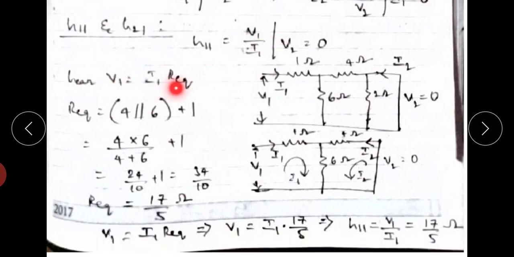So here v1 equals i1 into R equivalent. To find h11, we have to express v1 in terms of i1. Here v1 is the first port voltage, i1 is the first port current. So first port voltage equals first port current into the equivalent resistance at the first port. Here R equivalent is the resistance across the first port terminals. So this is the first port. So find the equivalent resistance with respect to port 1.